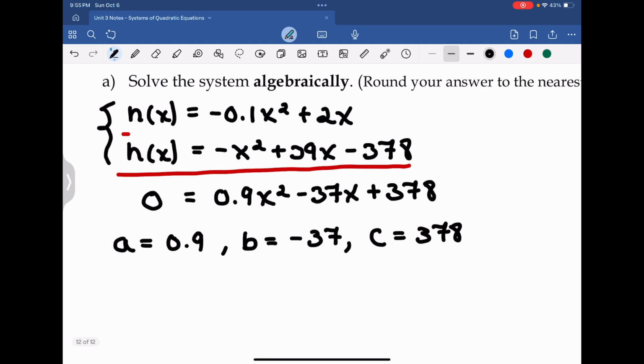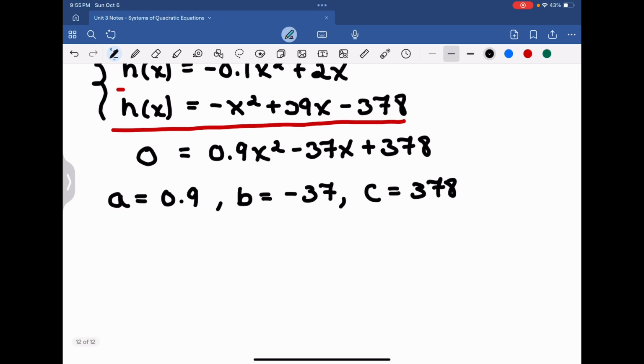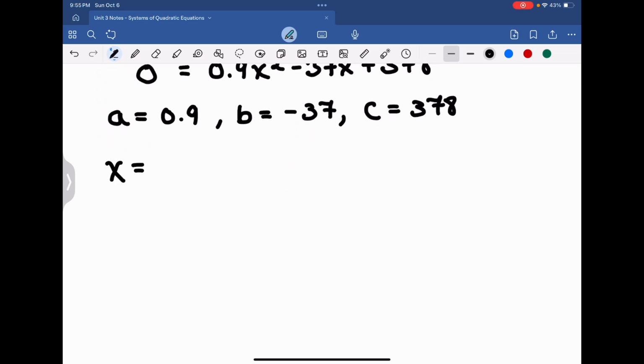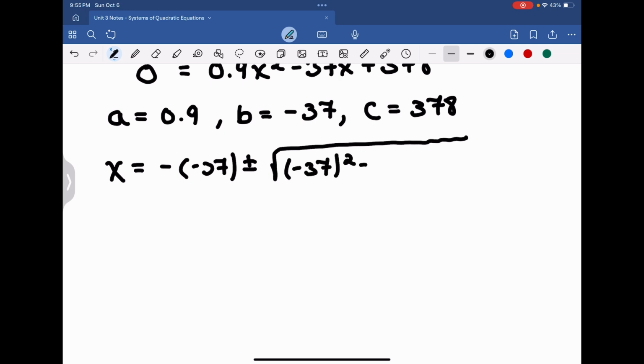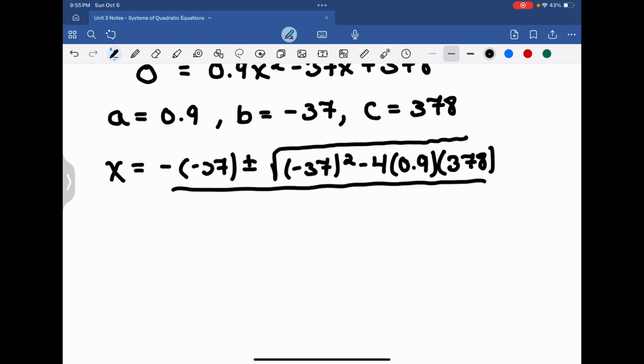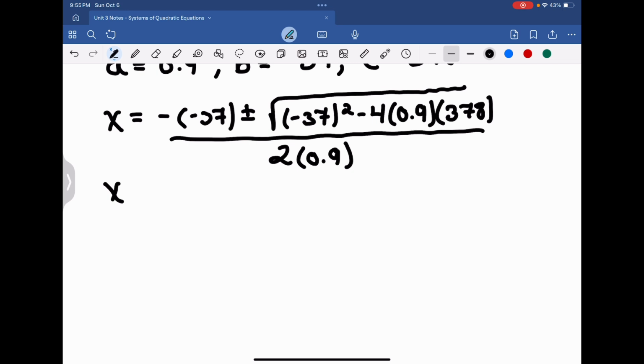And let's just double check signs, because I think that's always a good idea. Yeah, first equation minus second equation, we get positive, negative, positive. Okay, awesome. Now let's go into our quad formula. It's going to be x is equal to negative b value, which is negative 37, plus or minus inside the bracket here. We are going to write this as negative 37 all squared minus 4 times 0.9 times 378, all divided by 2 times the a value, which in this case is 0.9. Awesome. Now x is equal to, the negative negative becomes positive 37, plus or minus the square root of.